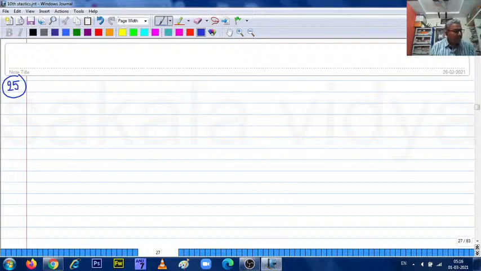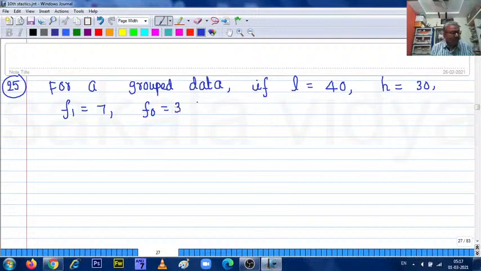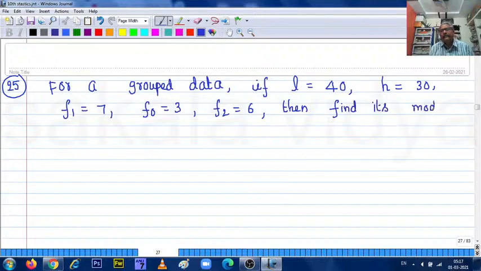Right. 25th question. For a group data, if L equals 40, that means lower boundary, H, size of the class or class size, is equal to 30, F1 equals 7, F0 is equal to 3, F2 is equal to 6, then find its mode. This is the question.